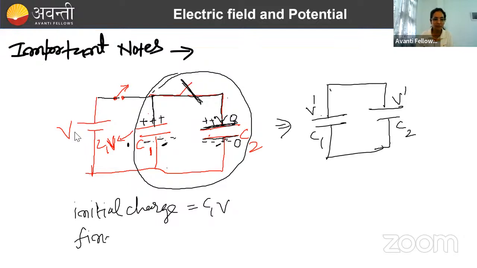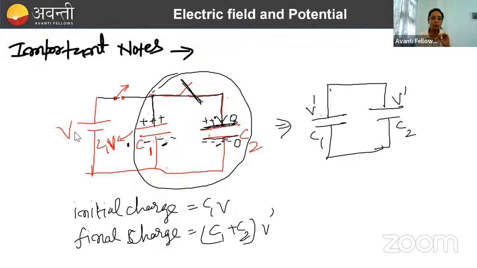So write the final charge: it will be C1 plus C2, times V dash. Since charge is not going anywhere outside, it is only traveling from C1 to C2, the total charge remains conserved initially and finally. So here you can write C1V equal to C1 plus C2 times V dash. So from here we can calculate V dash.